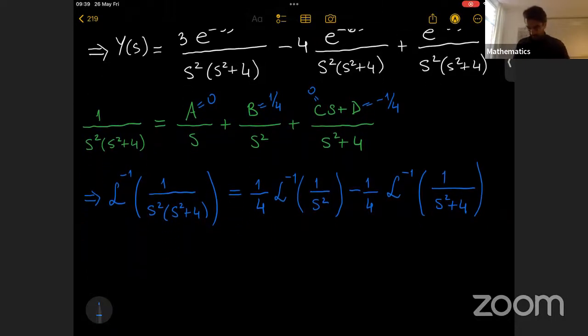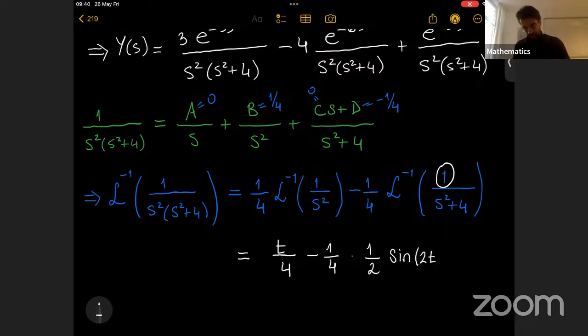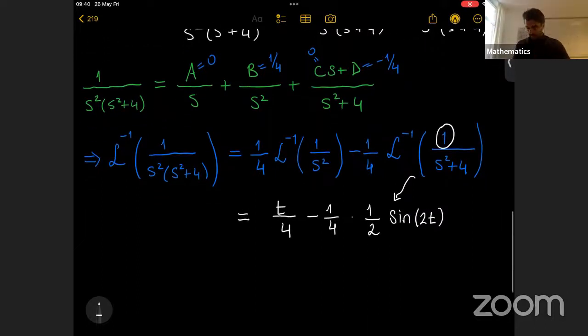Okay, let's write this down here. The first one here, what is the inverse transform of 1 over s squared? It's basically t, right? So t over 4. The next one here, we have minus 1 over 4 times the inverse Laplace of 1 over s squared plus 4. This is like sine, right? Sine function. But sine 2t will give you here 2. So you have 1 here. That's why we need to divide this by 2 sine 2t, okay? This follows from here. Or maybe let's simplify this. It's t over 4 minus 1 over 8 sine 2t.